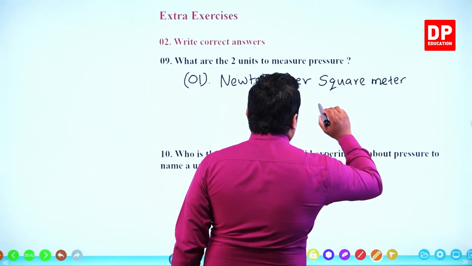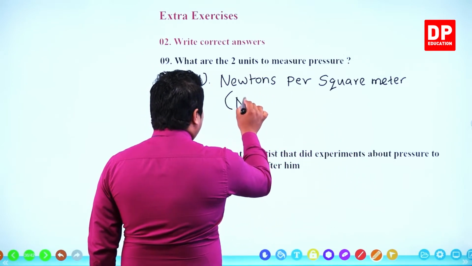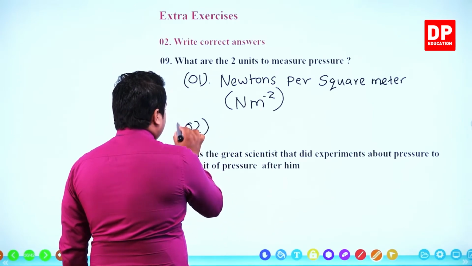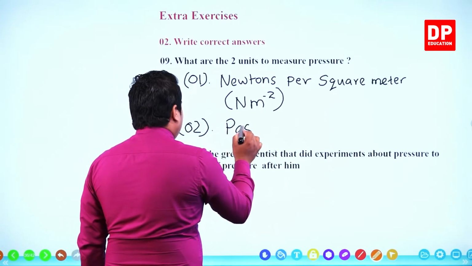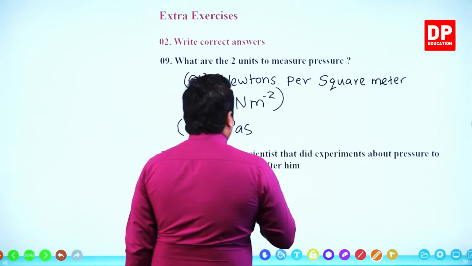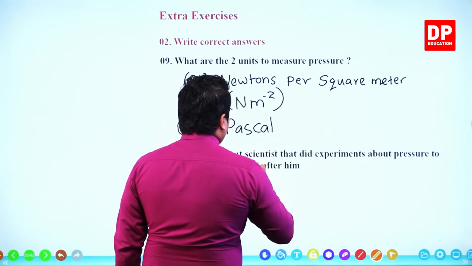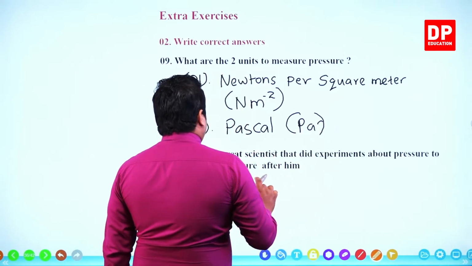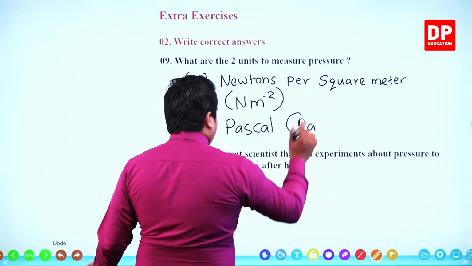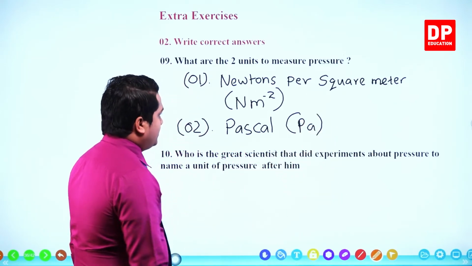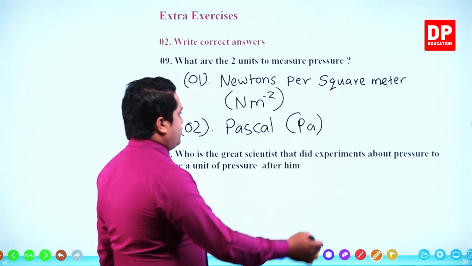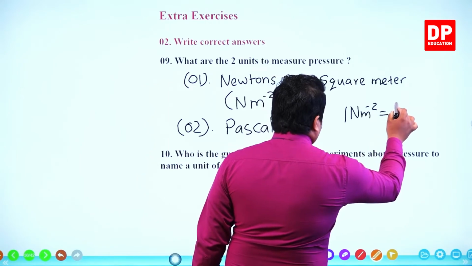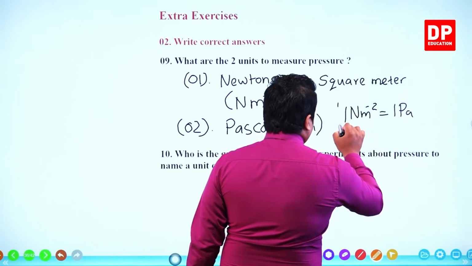Newtons per square meter, Nm to the power -2. Then number two, pascals. Both the things are the same, right? So if you want, you can write the relationship: 1 Newton per square meter is equal to 1 Pascal itself.